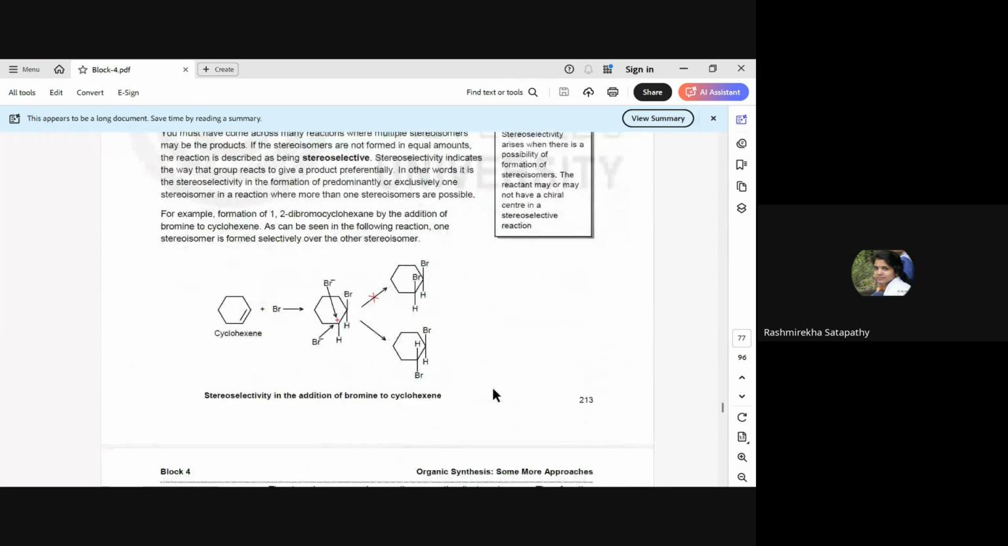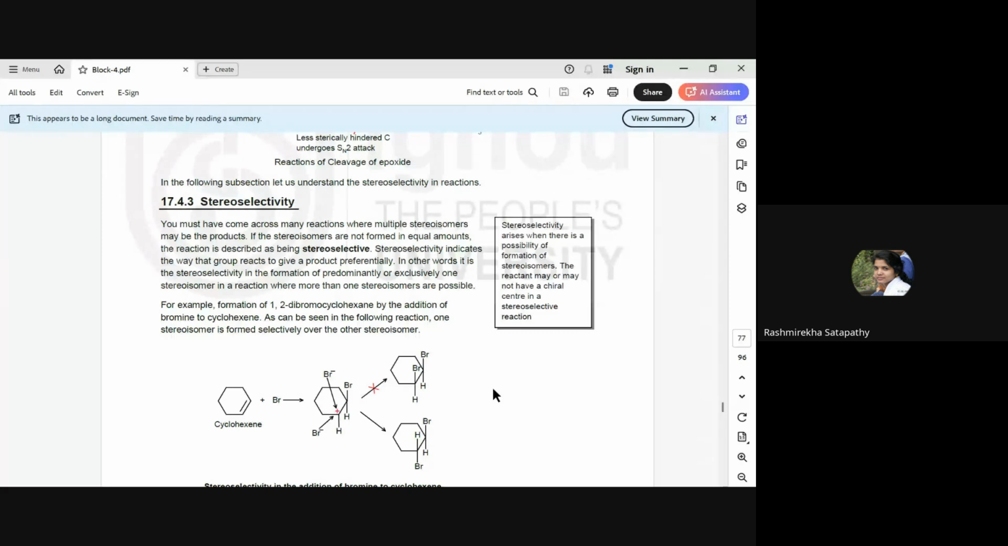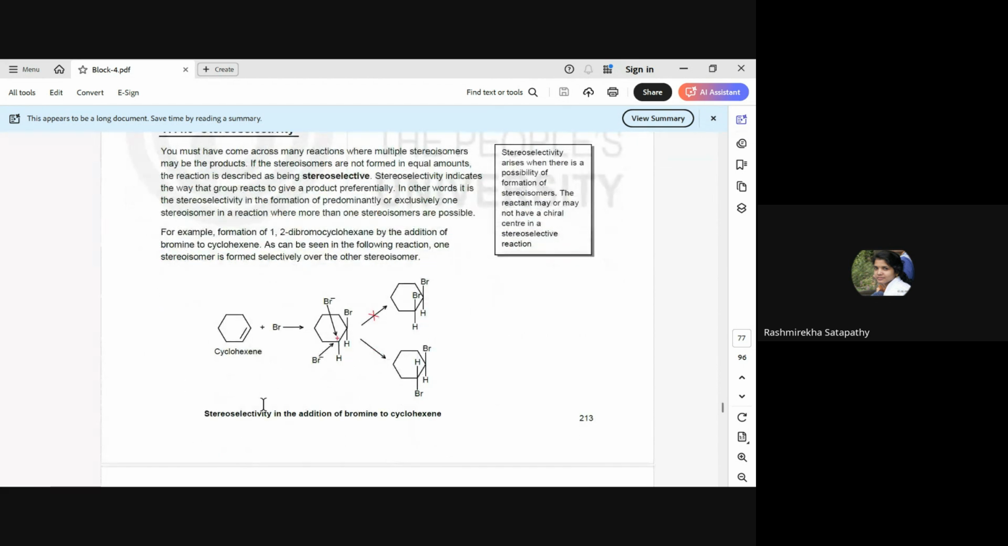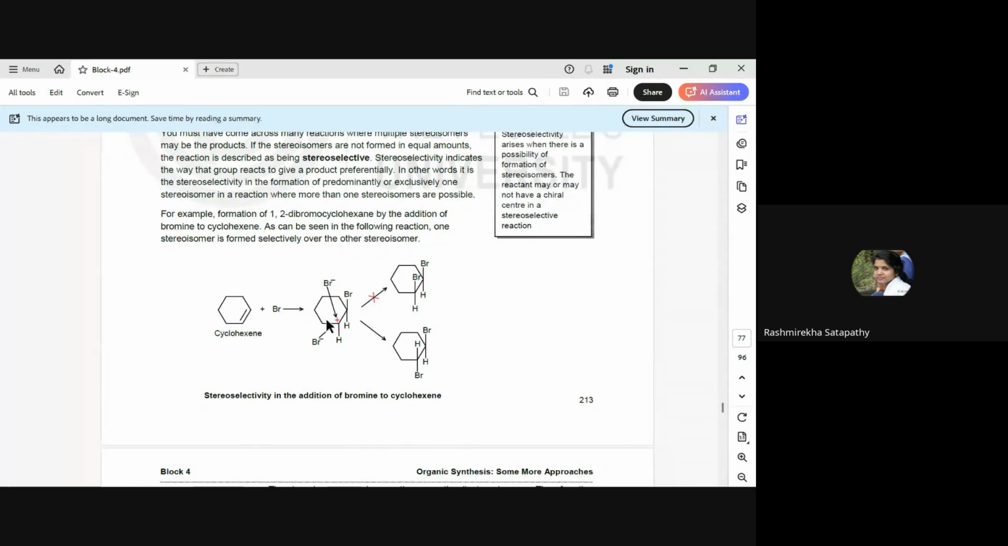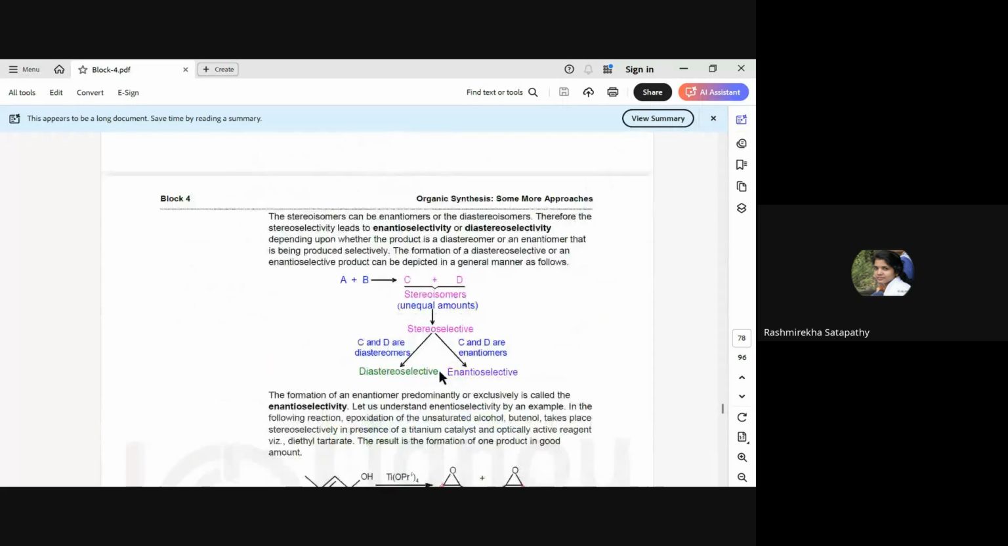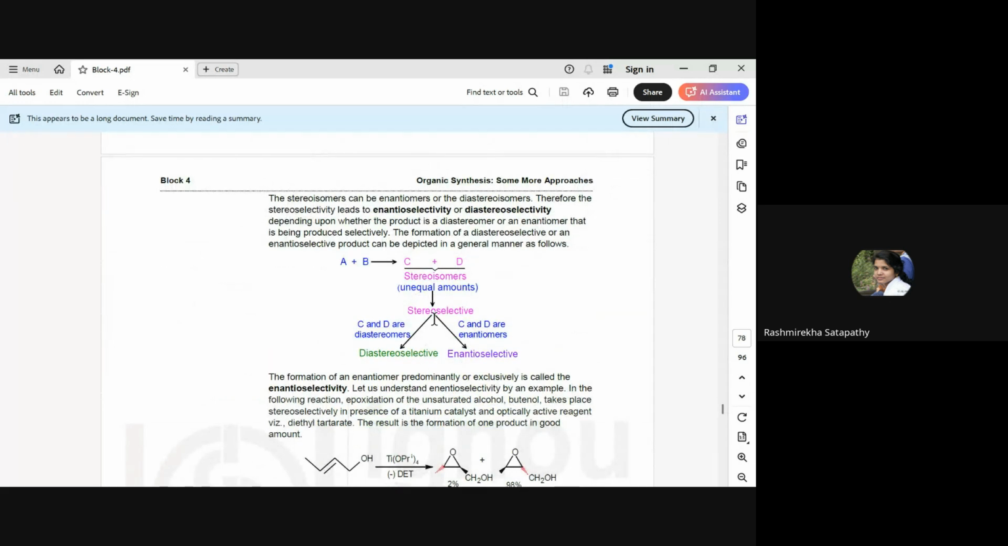Stereoselectivity: a reaction is stereoselective where multiple stereoisomers may be formed. If the stereoisomers are not formed in equal amounts, the reaction is described as stereoselective. 1,2-dibromocyclohexane is formed by addition of bromine to cyclohexene. This product is not forming; only this stereoselectivity is seen in the addition of bromine to cyclohexene. Stereoisomers are formed in unequal amounts.